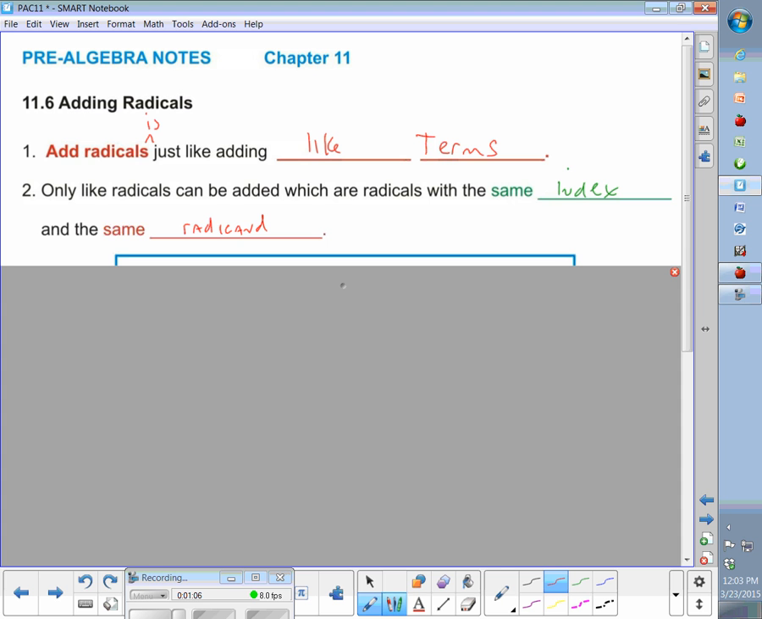All right, so let me translate that for you. Same index. That means you can only add square roots with square roots. You can only add cube roots with cube roots. The index must match. But not only must the index match, everything under the radical sign has to match. That's the way you're going to add radicals.